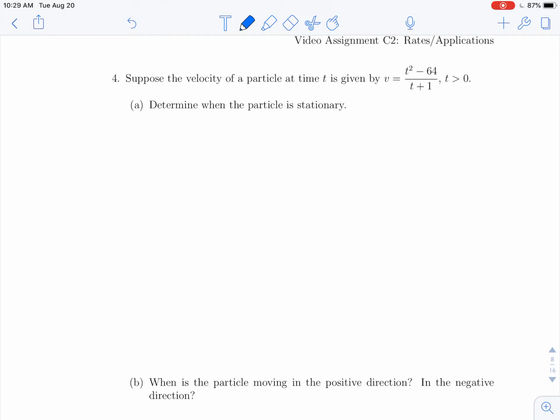Now, I read over this quickly. Make sure you didn't miss it. This v represents the velocity. So you're not actually given the position function. You're given the velocity. So if you want to determine when the particle is stationary, that means you want to know when the velocity is equal to 0.